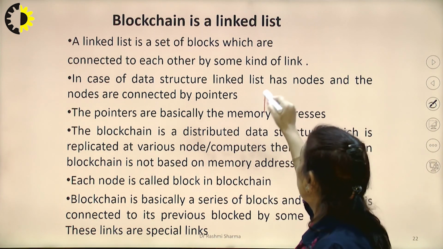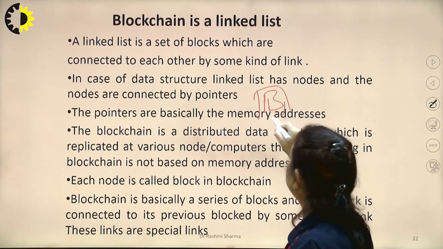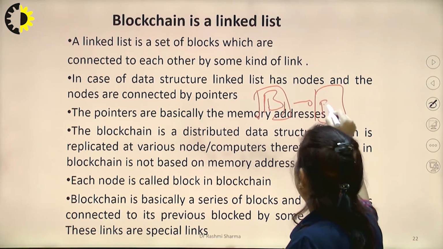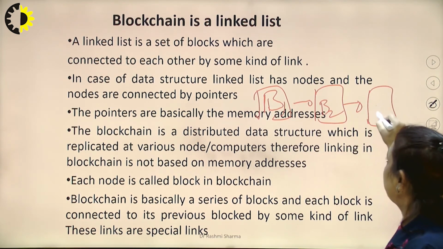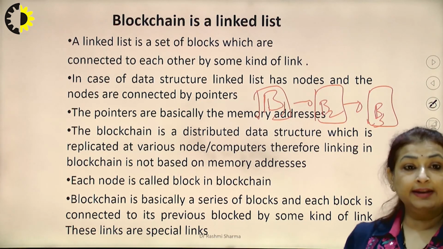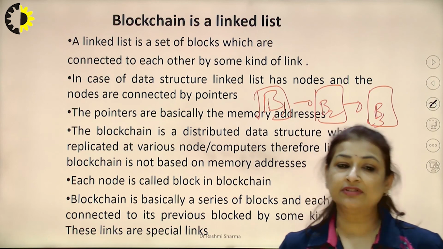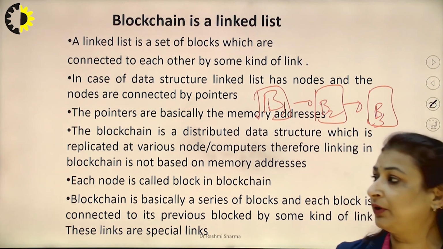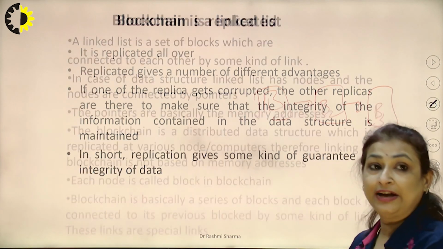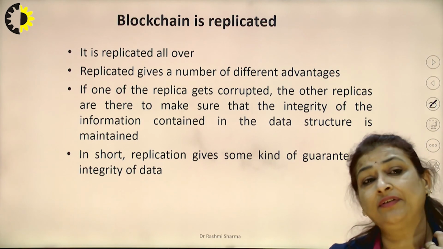So I have block 1, it is connected with block 2, and this block 2 is again connected with block 3. So each is connected with the previous block. So how do we connect this? We have special links, and we use these special links as the hash keys. Now it is replicated.